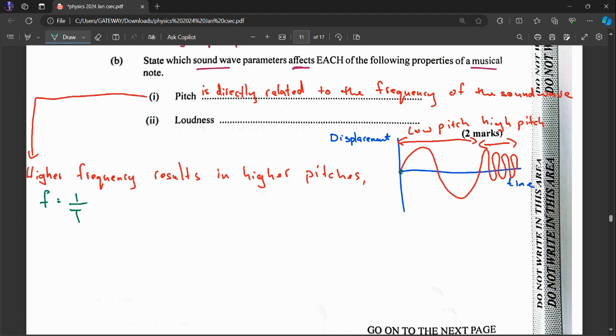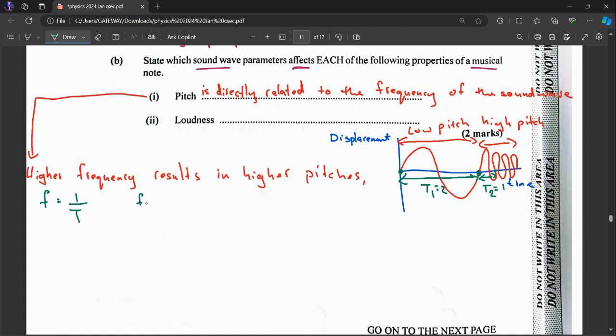But what is the period? Well, the period is this distance here to this distance here. So in other words, this is the period. So if you consider this here now, this would be T2, and this would be T1. If you consider both cases, let's say this T2 is 1, and let's say this T1 is 2.